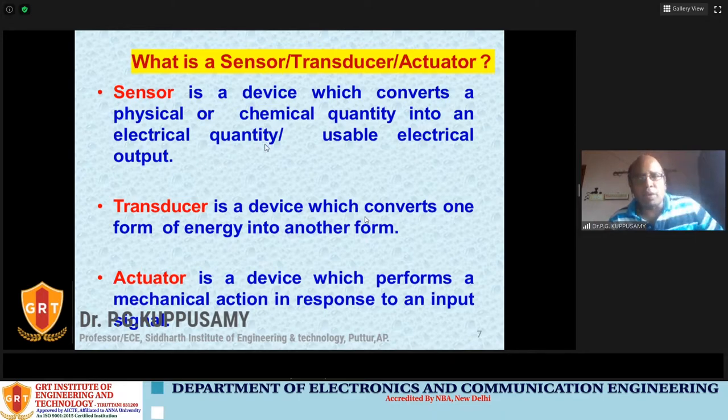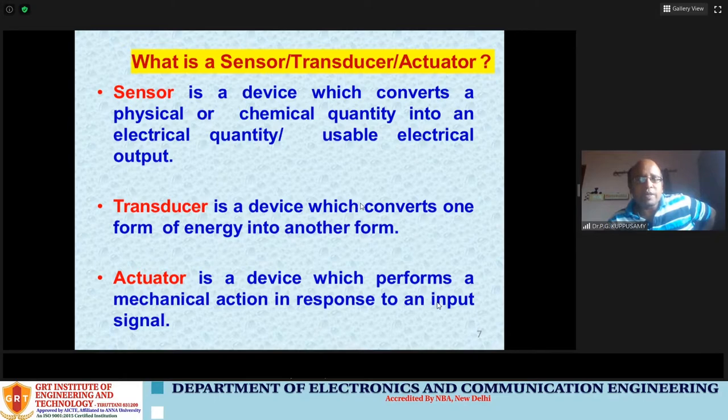a useful electrical quantity, which can be measurable, in terms of amperes, voltage or watts. So you can get the electrical quantities. What is a transducer? It is a device which can be used to convert one form of energy into another form of energy. And what is an actuator? It is a device which performs a mechanical action which can be converted into a corresponding signal.